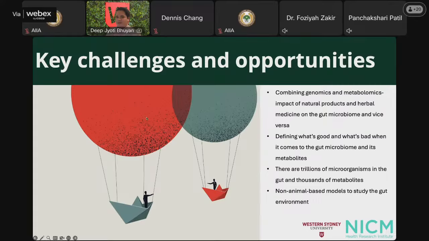But as I said previously, the research in this area is emerging. So there are quite a lot of challenges as well as opportunities. So we are trying to combine genomics and metabolomics together to understand how the gut microbiome impacts our health, as well as how herbal medicine and natural products impact the microbiome.